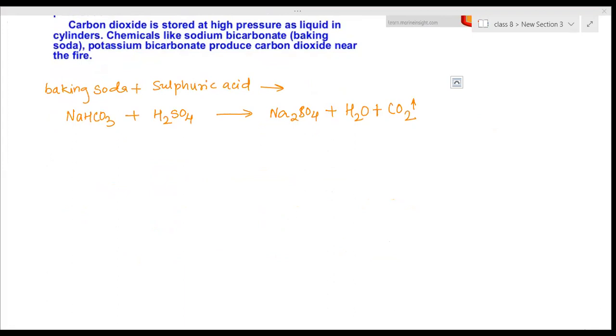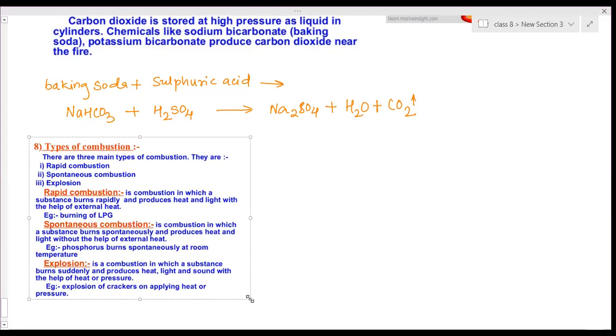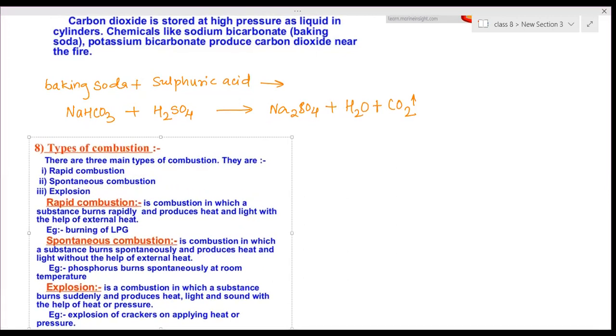So now you have seen different types of fire. Just a sec, I will show you the picture also. I've already copied all those.